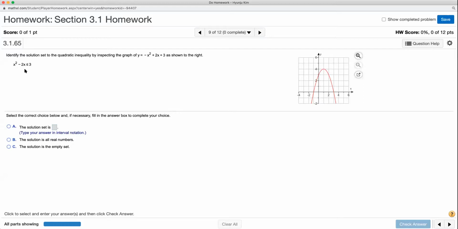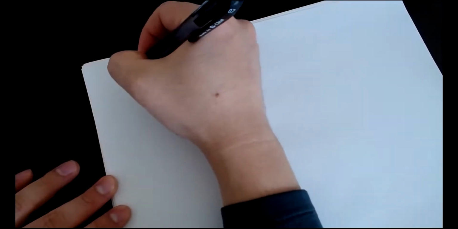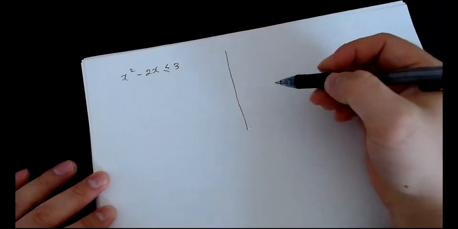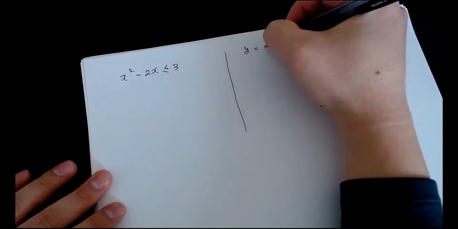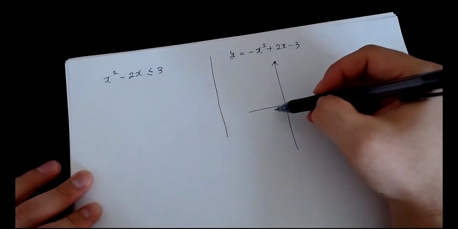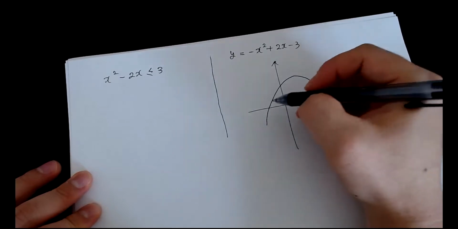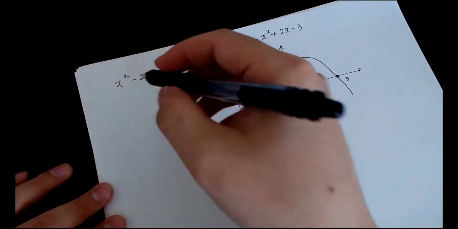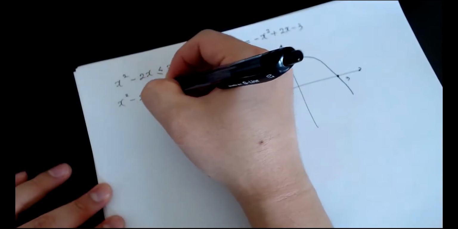So the first job you have to do is to get 0 on one side. Okay, normally on the right-hand side. So x squared minus 2x is less than or equal to 3, right here. And then let me copy the graph of the function y, given in the problem, y equals -x squared plus 2x plus 3. So the graph is like that. Here's -1, and this is 3 right here. Okay, so to get 0 on the right-hand side, we get x squared minus 2x minus 3 is less than or equal to 0.